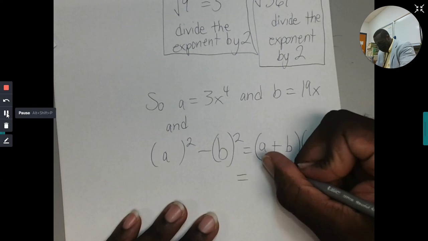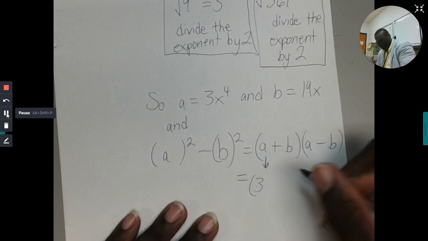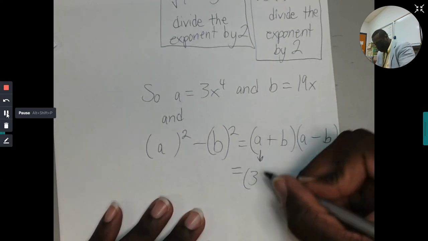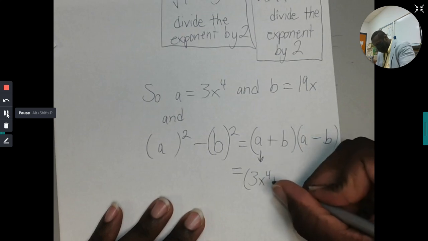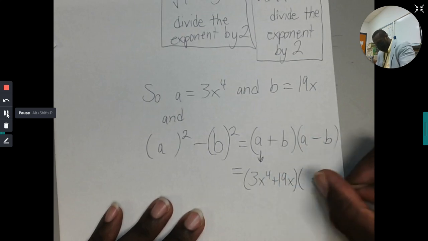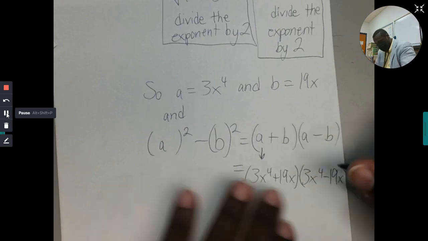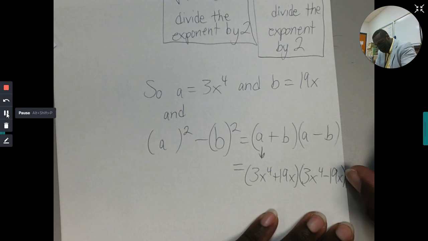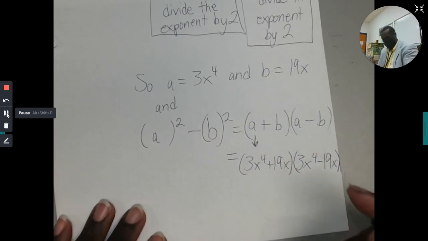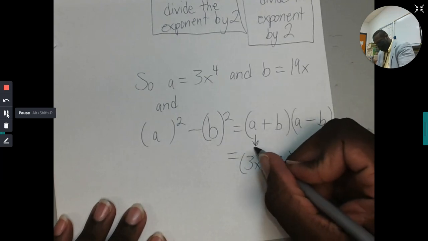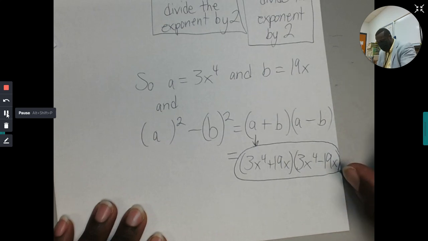And all we have to do is replace our a and our b with what we said they were. So when we write out our two factors, replacing our a and b, this will be 3x to the 4th plus 19x times 3x to the 4th minus 19x. And these are our two factors for the difference of squares.